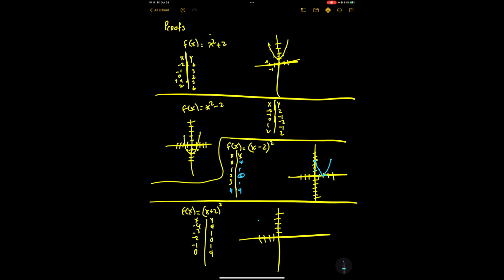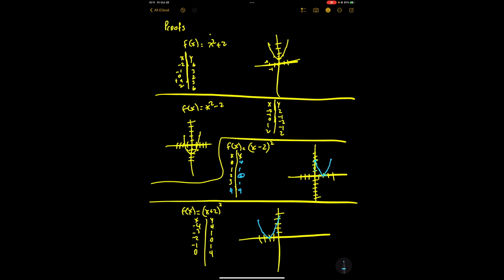Right? 2 minus 2 is 1, and 1 squared is going to be 1. So that's going to be that. At -2, it's going to be 0 right here. And at -1, it's going to be 1 again. So that's right here. And at 0, it's going to be 4, which is right here. And so this would go something like this.